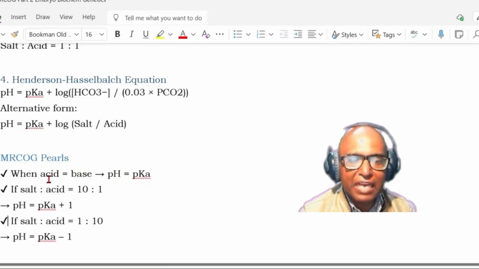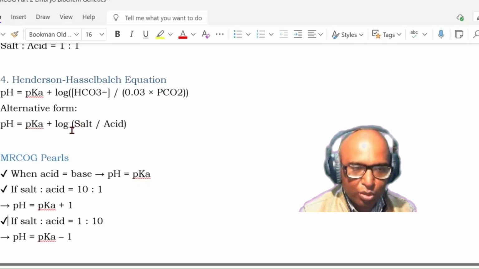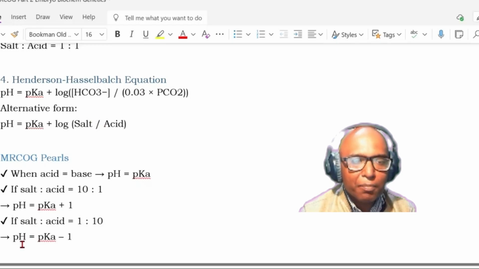We have mentioned 50% acid, 50% base. At that time pH equals pK. But if the salt is 10 times the acid, the ratio salt upon acid will be 10:1. That means log of 10, and log of 10 to the base 10 is 1. So pH equals pKa plus 1.